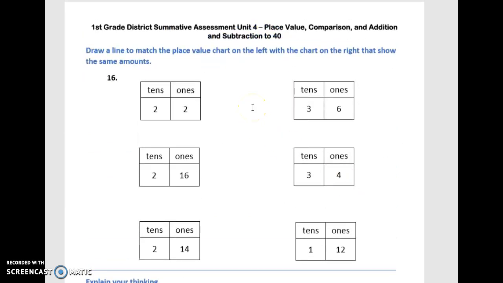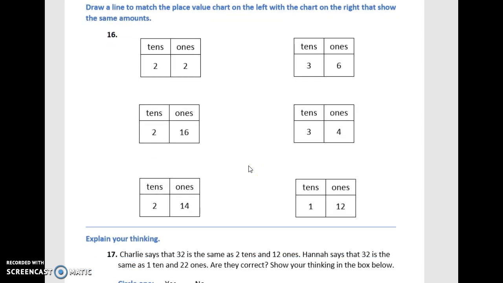Okay, on problem number 16, you're going to draw a line to match the place value chart on the left on this side with the chart on the right that show the same amounts. So figure out how much is in each of these charts. And if I were you, I'd write that number above or to the side and then match to the place value charts over here. So you'll draw a line to match them.